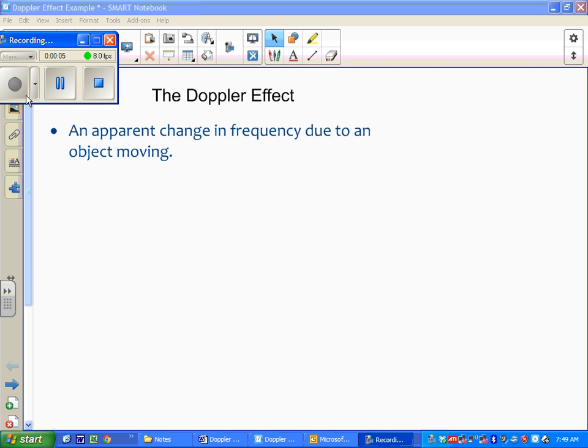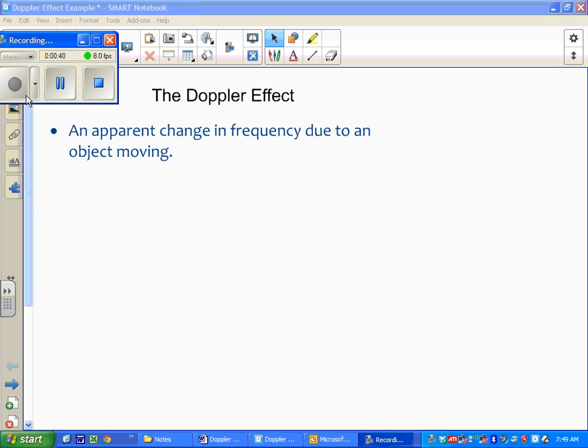For this tutorial, we're going to look at a problem involving the Doppler effect. And if you recall, the Doppler effect is an apparent change in frequency due to an object moving. And this object can either be the source or the receiver. The example I used in class was a race car. So if you're at a racetrack and you hear a race car go past you, it sounds like the frequency is changing, even though the engine of the car is only producing a single sound. But it's because the race car is moving.